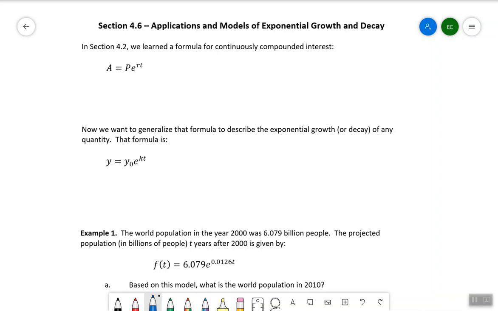Here we're starting the last section in chapter 4, section 4.6, and we want to talk about applications of exponential growth and decay. In section 4.2 we had a formula for continuously compounded interest. Remember we said that P represents the initial amount, or we could call it the initial value in the account, and then A is the future value.